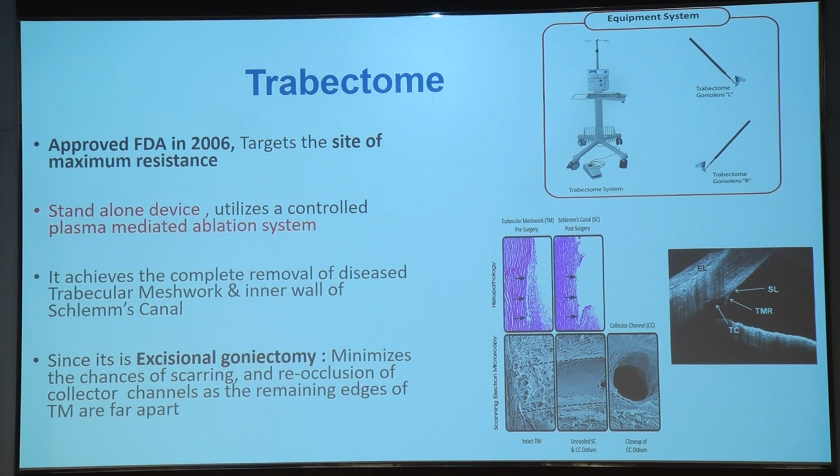So I'll be mainly talking about Trabectome, which was approved in 2006, and it's a stand-alone device that utilizes a controlled plasma-mediated ablation system and achieves complete removal of the diseased trabecular meshwork and inner wall of Schlemm's canal. Since it's an excisional goniectomy, it minimizes the chances of scarring and reocclusion of the collector channels, as the remaining edges of the TM are far apart, as you can see here.